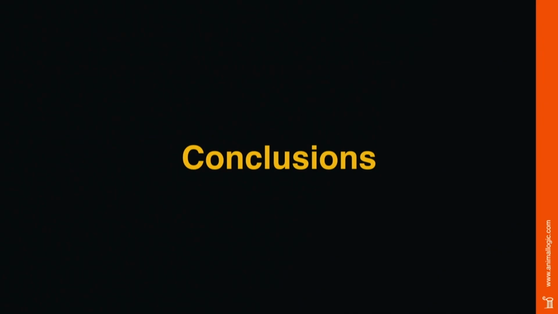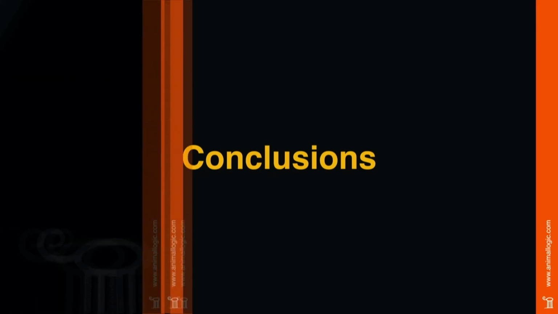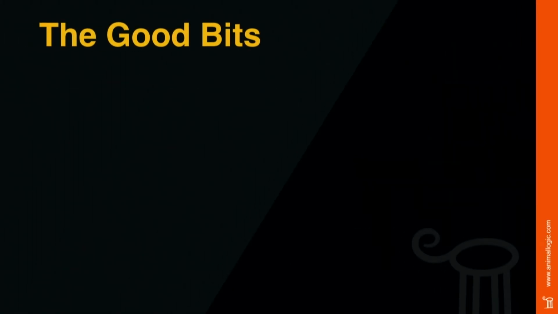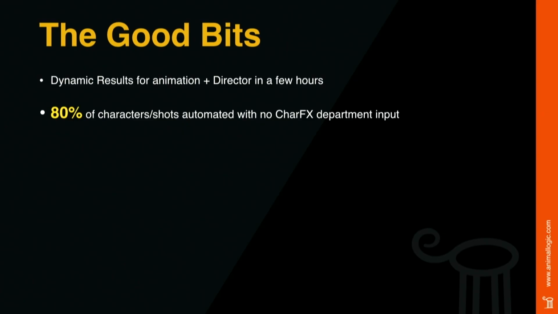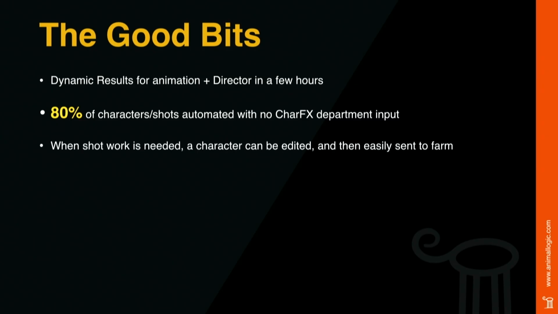Well, so that basically covers the automated pipeline, but how well does it actually work? Well, let's start with the good bits. So we got dynamic results for the animation department and for the director within a few hours of animation checking in their keyframes. On Peter Rabbit, at least, about 80% of the character/shots were automated without needing any CharFX department input. If shot work was needed, then it was easy enough for an artist to open something up, make a change, and feed that back into the pipeline.